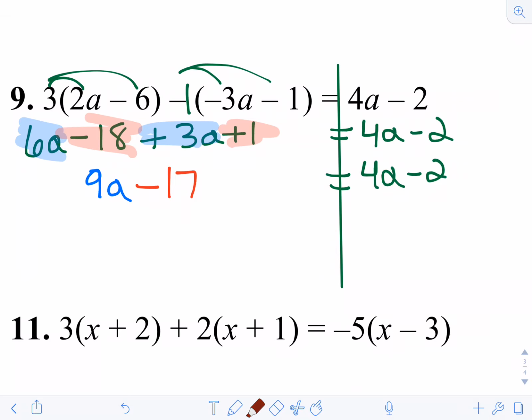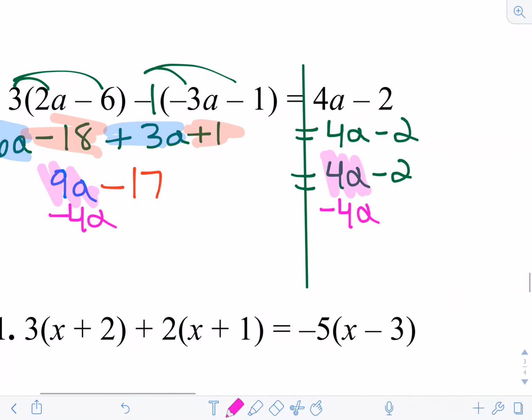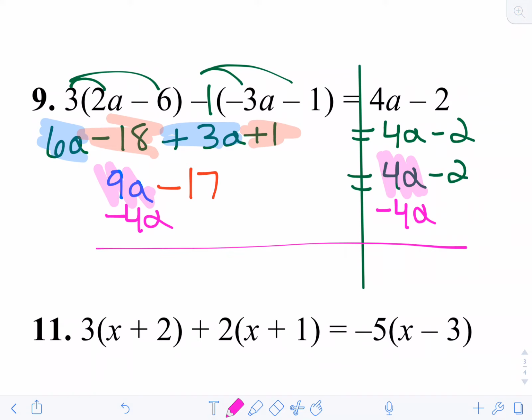Okay. So now what I want to do is get my a's together. So I have a 4a and a 9a. The smaller one is the 4. So I'm going to subtract 4a. I'm going to subtract 4a. Let me draw my line. Whoops. Let me draw my line. 9a minus 4a is 5a. So I'm going to bring it over here. So I have 5a minus 17 is equal to -2.